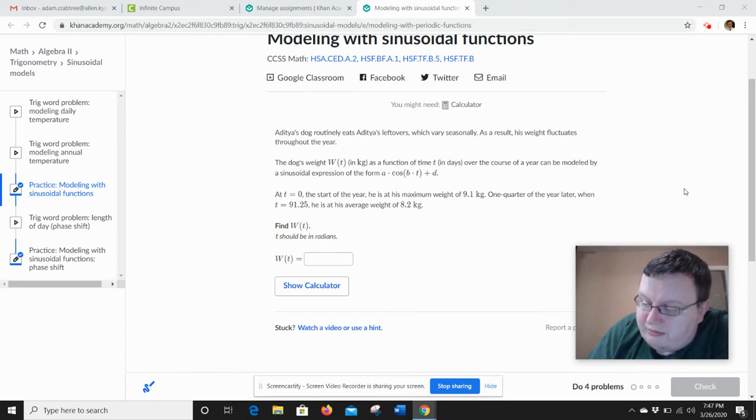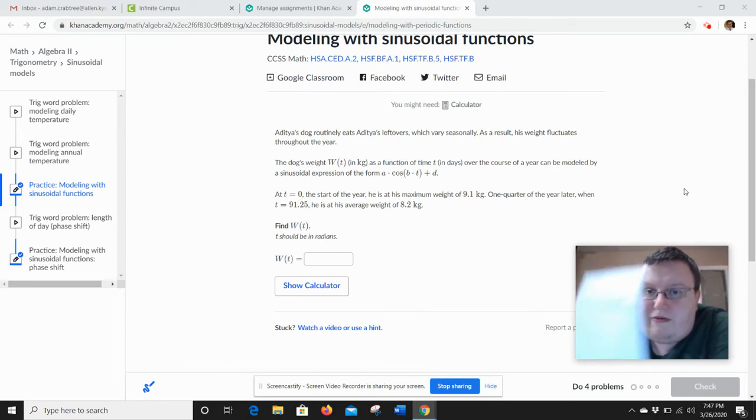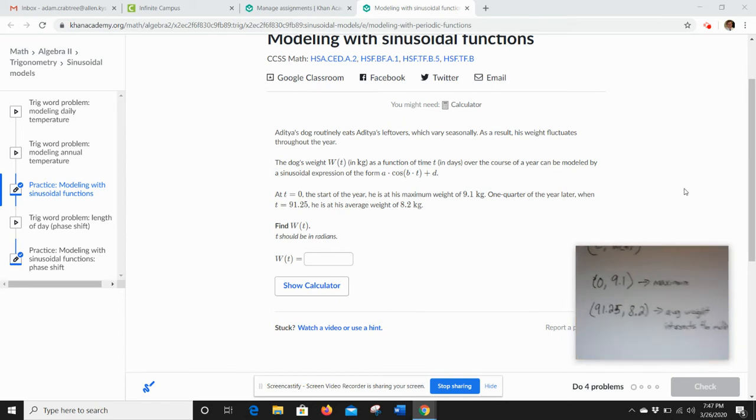Okay, and let me show you the coordinates I've written down so far here. Those are the points that I've got so far: 0 comma 9.1, forgive me, and 91.25 comma 8.2. Okay, the first point's the maximum. This point is where it intersects the midline.